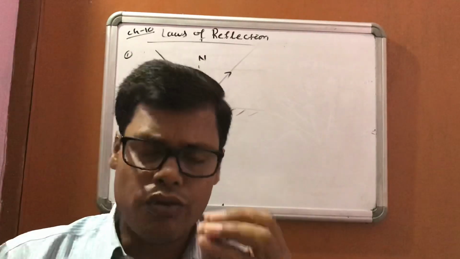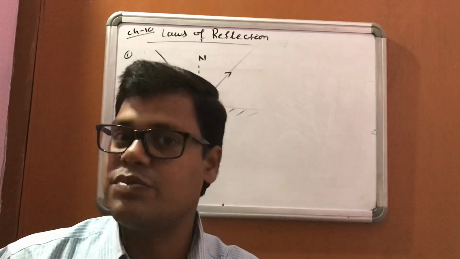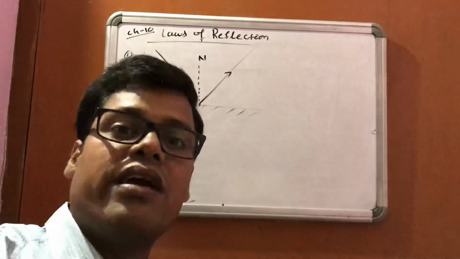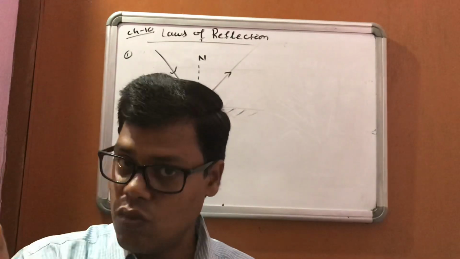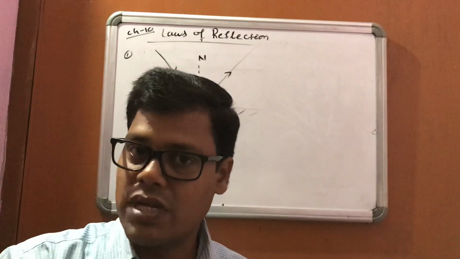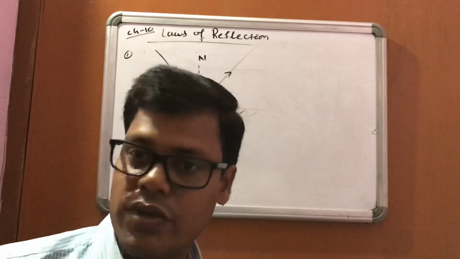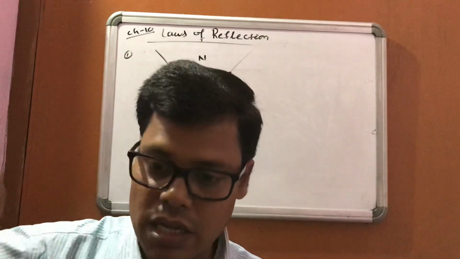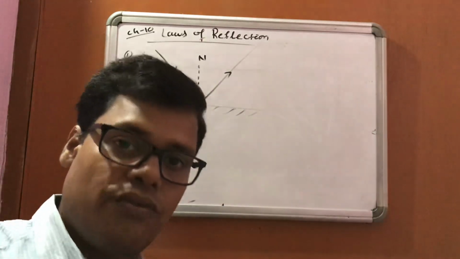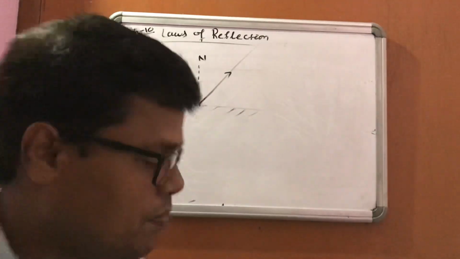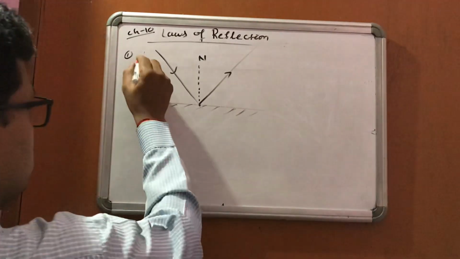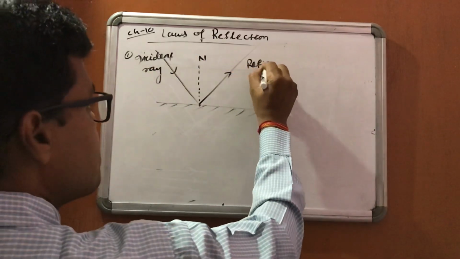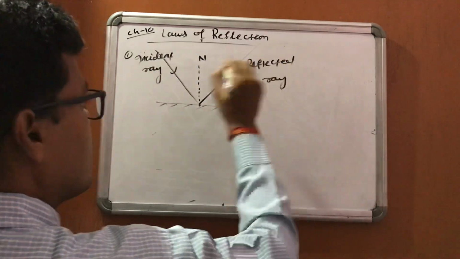In another way, suppose a ball is thrown without any spin. What will happen? After bouncing back from the floor, it will move in that same plane only. So that means the incident, the reflected and the normal all lie in the same plane. This is the incident ray. This is the reflected ray. This is the normal.